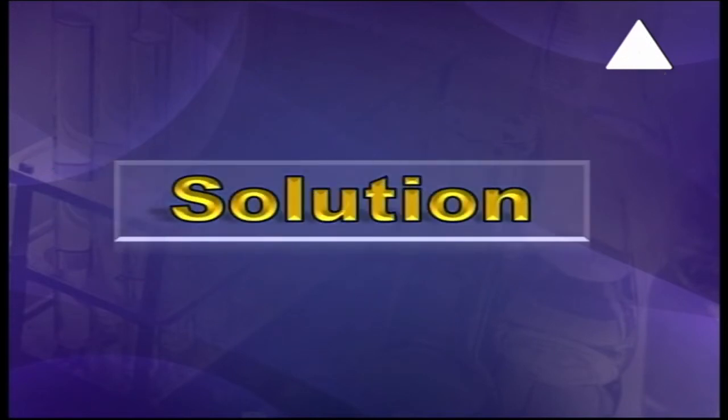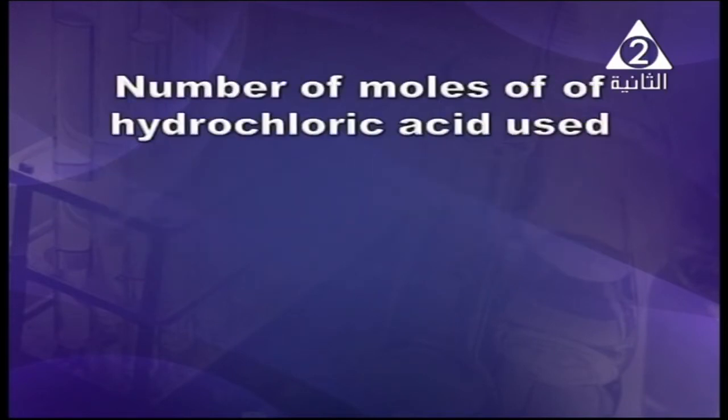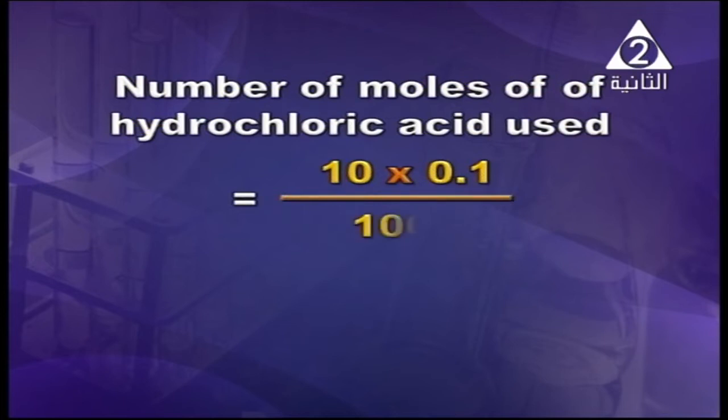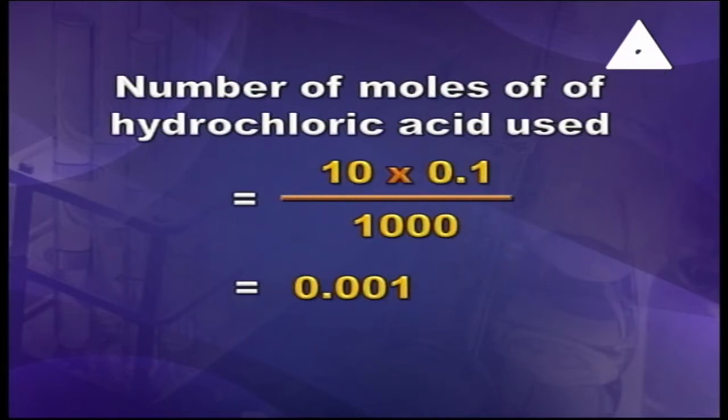I can say, as a beginning, the number of moles of hydrochloric acid that was used. I must know this. What will it be? I can say it equals 10 by 0.1 over 1000. I have now 0.001. Yes, I need the number of moles for the acid. It's right now.